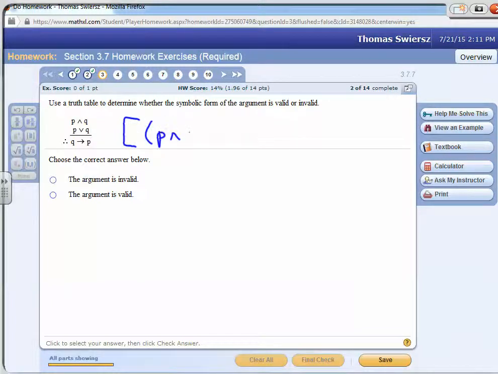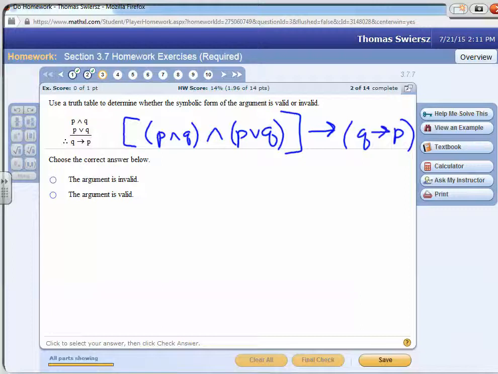So the one premise is P and Q, premise number 1, and it's always a conjunction. Premise number 2, P or Q. Those two, and then it turns into an if-then. Do those two always imply the conclusion, which is if Q, then P? If this ends up being a tautology, all the statements in the last line, truth line, are all true, then it is going to be a valid argument. If it's not a tautology, then it's invalid.